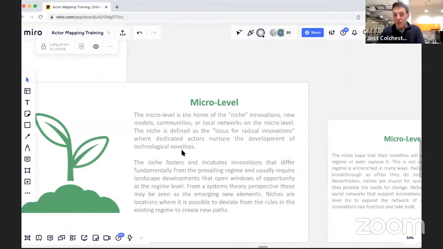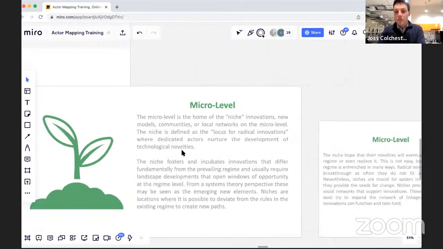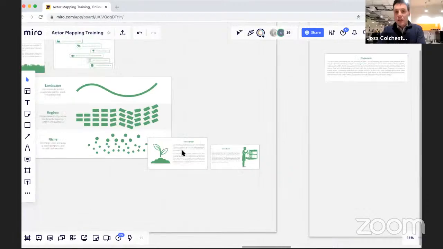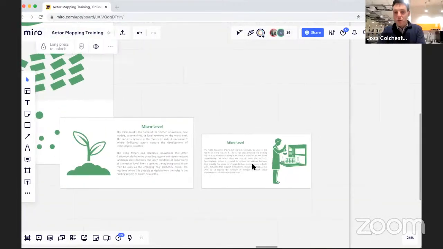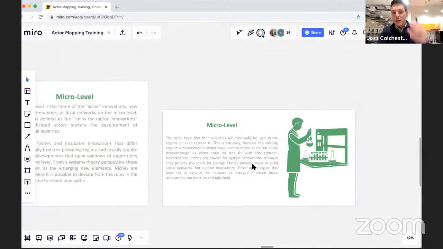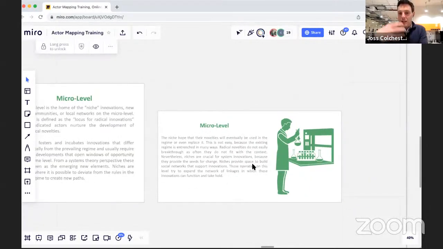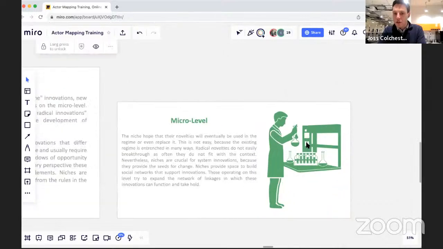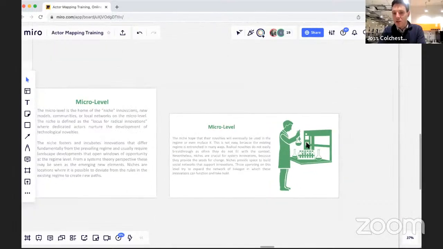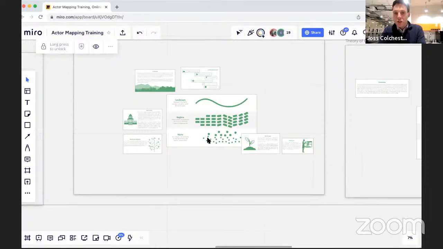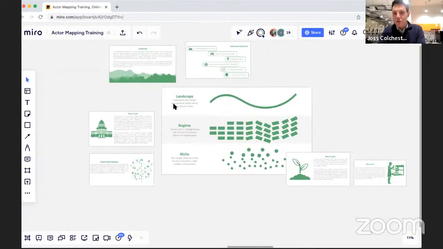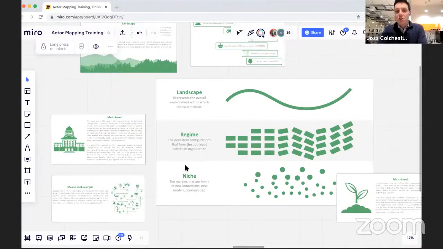So from a systems theory perspective, these may be seen as the emerging new elements. Niches are located where it's possible to deviate from the rules in the existing regime to create new pathways. And they often require some kind of incubation or support. There'll often be regulation or some kind of incentives or policies to nurture these new innovations. For example, subsidies for electric cars or solar panels or whatever it is. So those are the niche there. And those are the three levels to this multi-level perspective: landscape, regime, and niche.